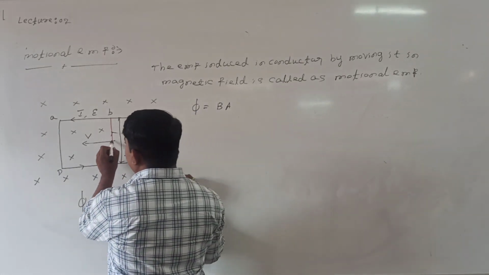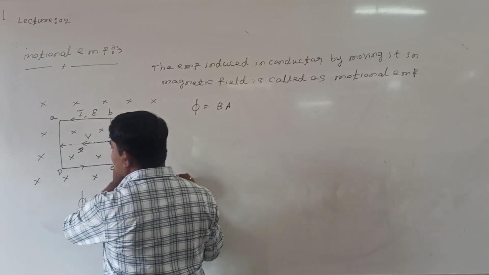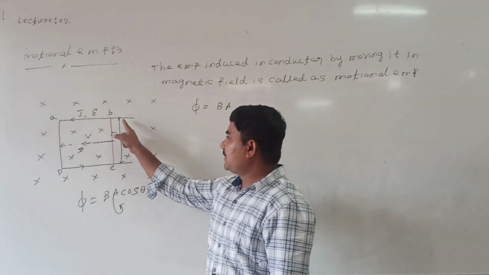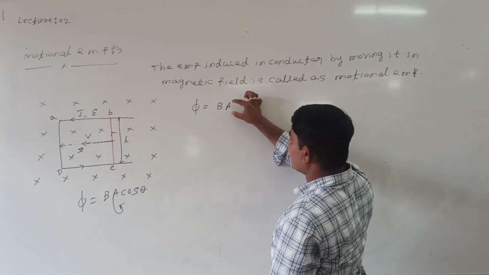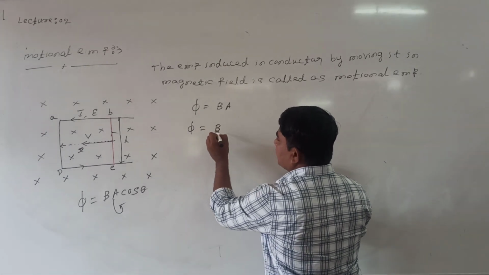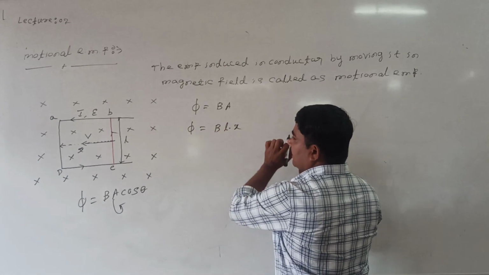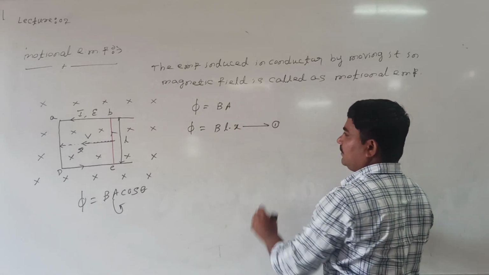When this conductor moves in the magnetic field with velocity v, by a distance x, this length and this distance form an area loop. So for this area, Area is equal to how much? The magnetic field stays the same. Length into breadth becomes the area, A = L x. This is called equation number 1.